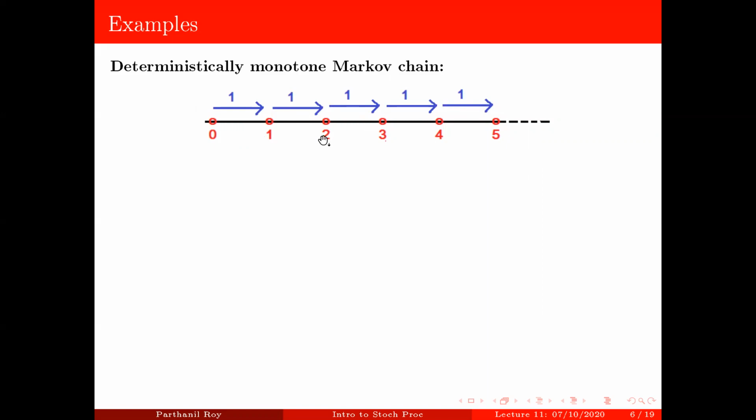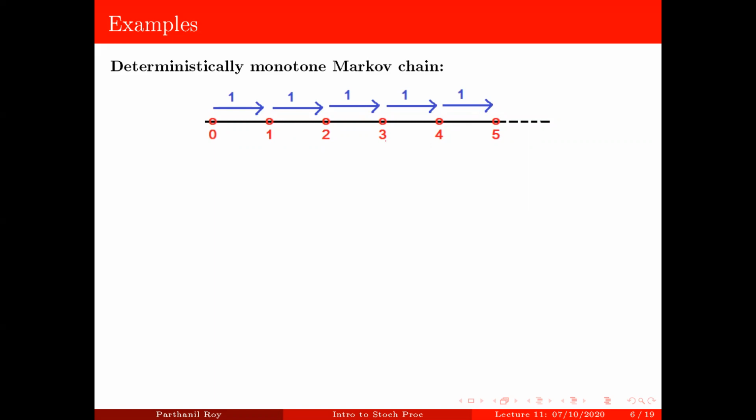So from 1, you can go to 2, and then from 2, you can go to 3, and then from 3, you can go to 4. Therefore, 1 leads to 4 by transitivity. So therefore, whenever i is less than or equal to j, i leads to j.